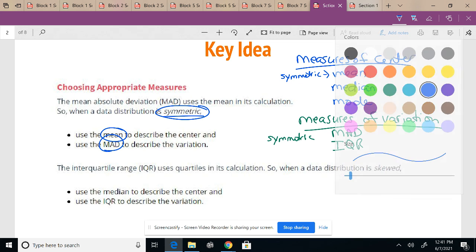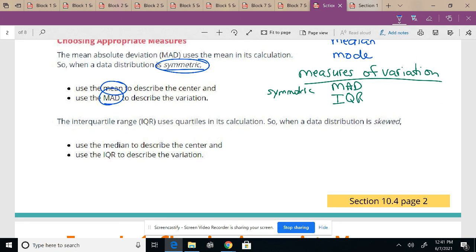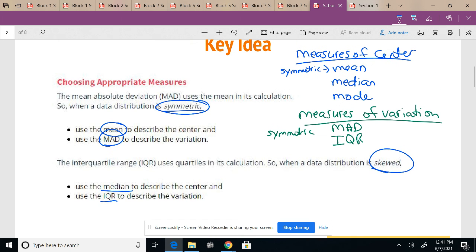Okay, but when you're working with things that are skewed, when your graphs are showing that the data values are skewed, that's when you're going to be working with the median and the interquartile range. So if it's skewed, you're going to find the median and the interquartile range. So you just need to remember that if they're symmetric, you're working with mean or mean absolute deviation, and if it's skewed, you're working with the median and the interquartile range.